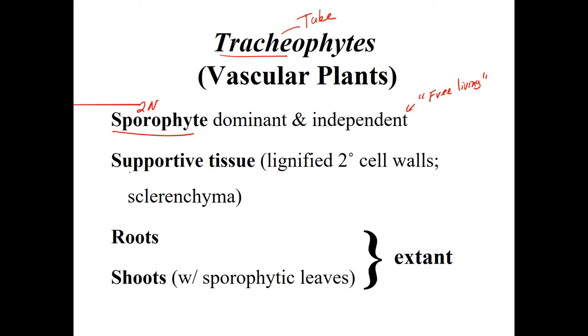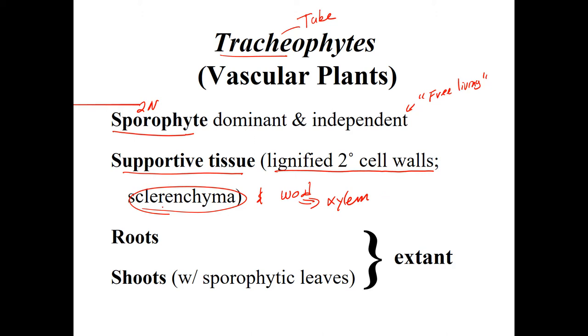There's supportive tissue in these plants, and that supportive tissue is supportive because there are lignified cell walls. We'll talk about the secondary cell walls and what lignin is in just a minute. There are basically two kinds of cells that are supportive tissue: first of all, sclerenchyma, and also wood, which can contain sclerenchyma but is also xylem. And the word xylem, in fact, is the Greek word for wood.